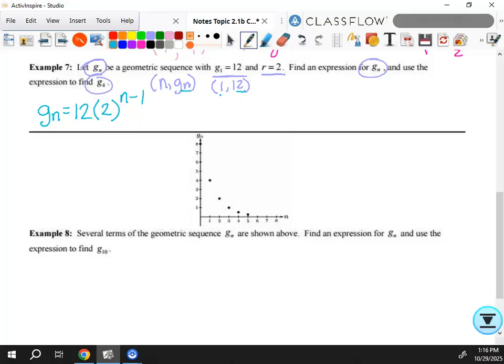All right, so now that's my G sub n. So now I got to find G sub 4. So that's going to be 12 times 2 to the 4 minus 1 power. So that's 12 times 2 to the 3rd. What's 2 to the 3rd? 8. And 12 times 8 is 96.